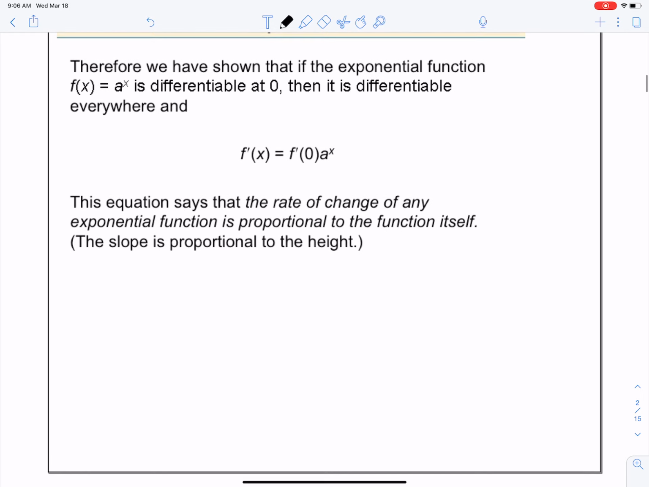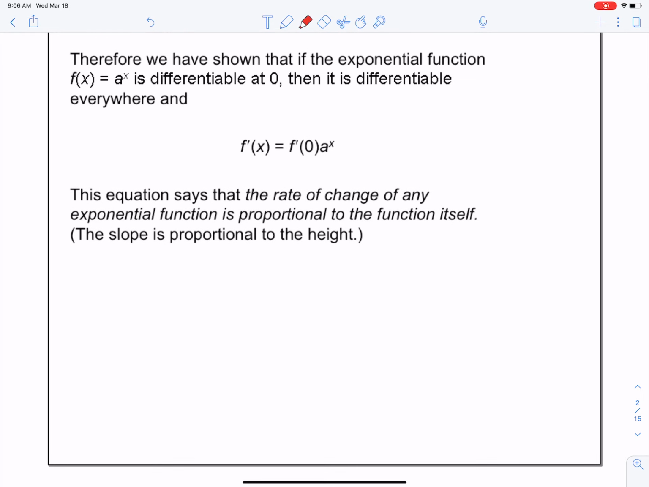Now, this is really important to pay attention to. It says that the rate of change, which is the derivative of any exponential function, is equal or proportional to the function itself. They say proportional because f prime of 0 is a constant, and the derivative is equal to this constant times the original function. So the slope of the tangent line is proportional to the height of the function.